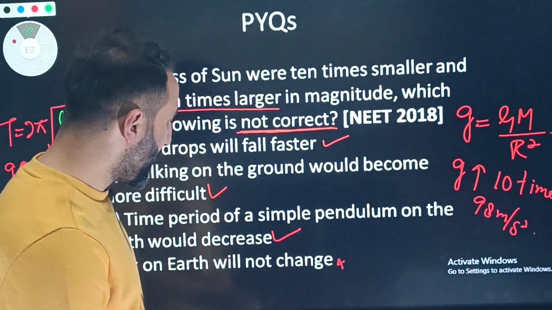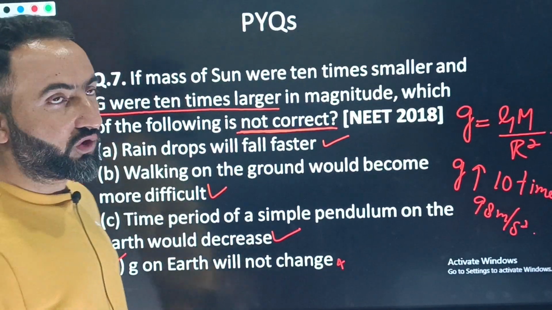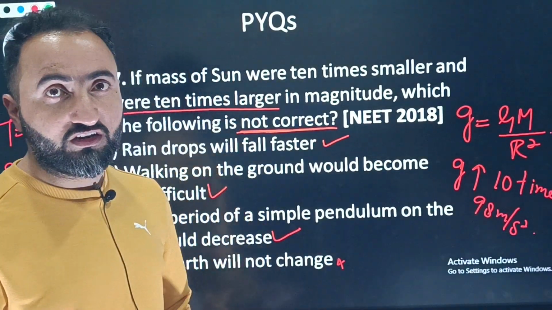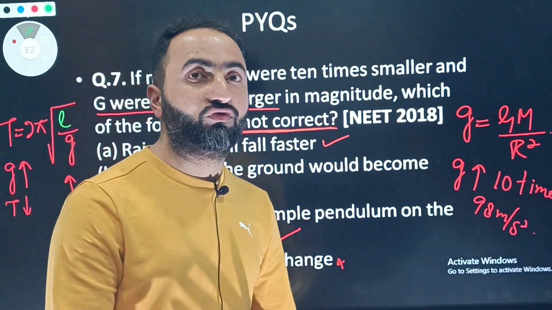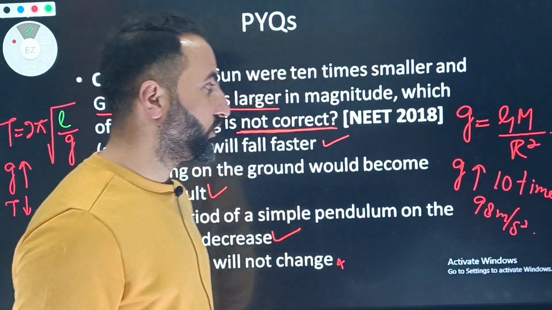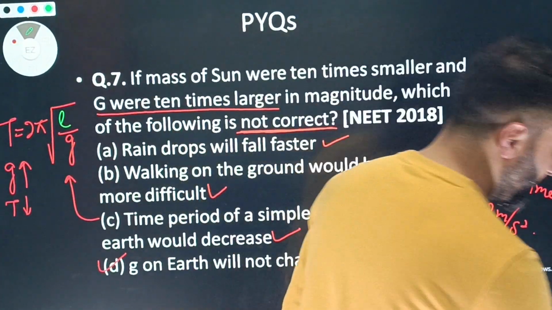ठीक है ना बेटा? So the correct answer is: g on the earth will not change. It is incorrect. It's indeed incorrect. But here we are supposed to say which of the following options are incorrect or not correct. ठीक है ना बेटा? Okay. So easy सा question है बेटा. NEET 2018 में आया था.